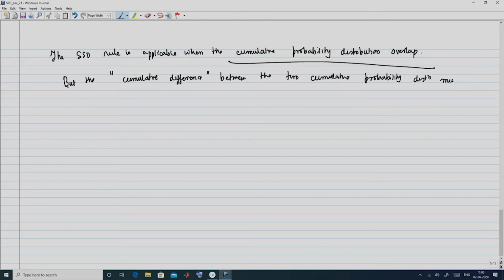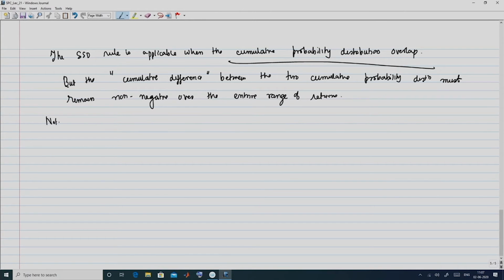probability distributions must remain non-negative over the entire range of returns.